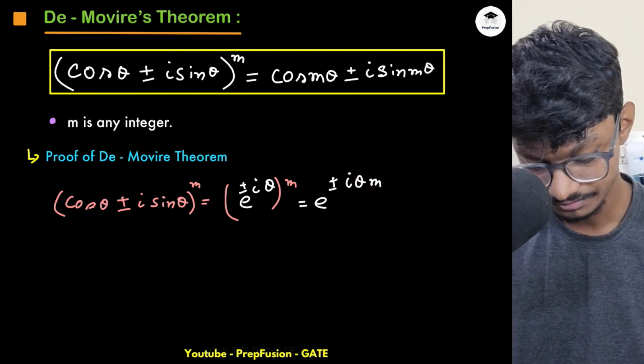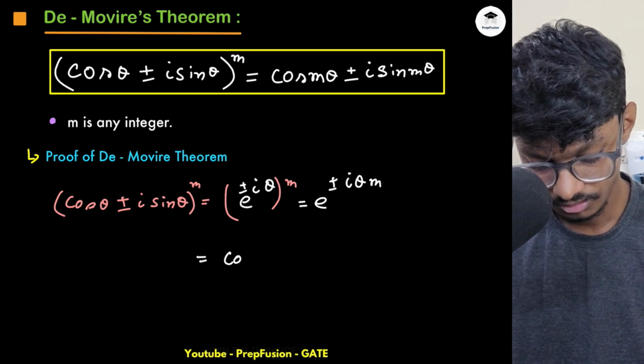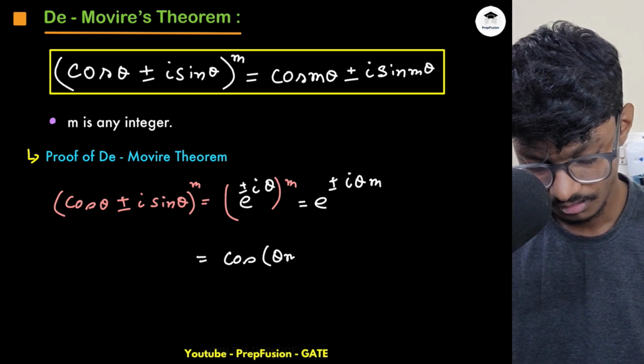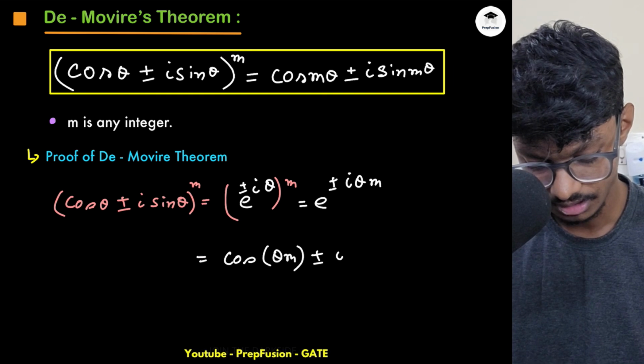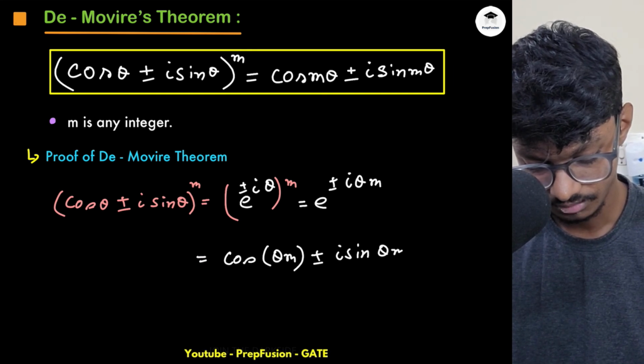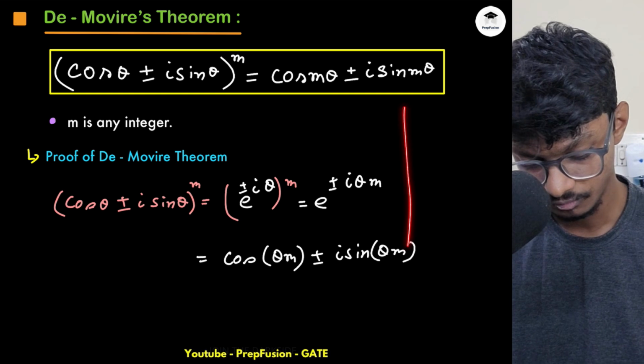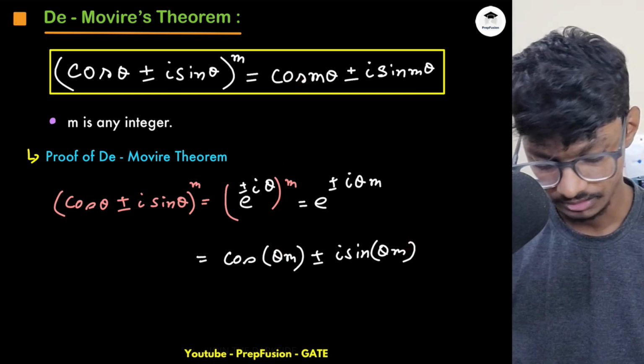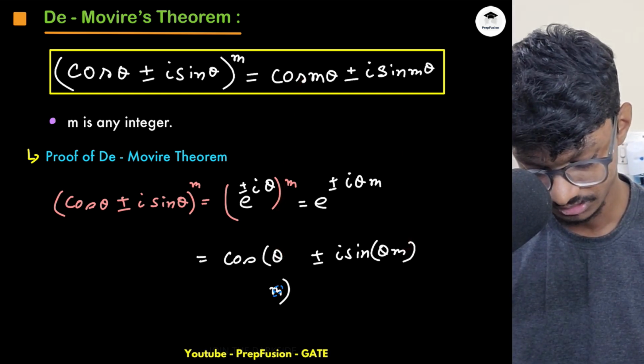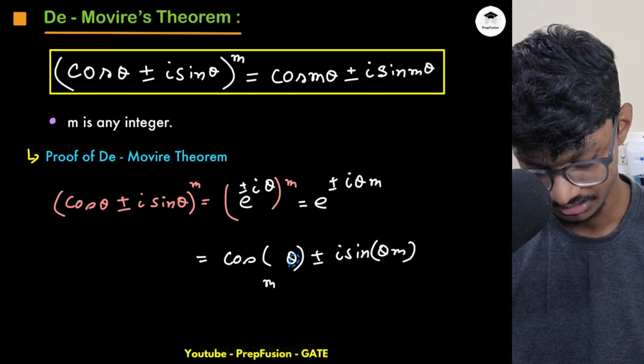So obviously this becomes cos of theta m plus minus i sine of theta m. So this is the simple proof that we got. Like we write m first, then theta. So just the representation basically.